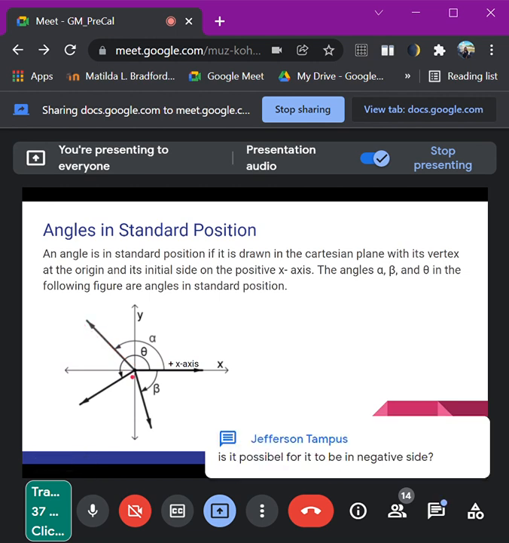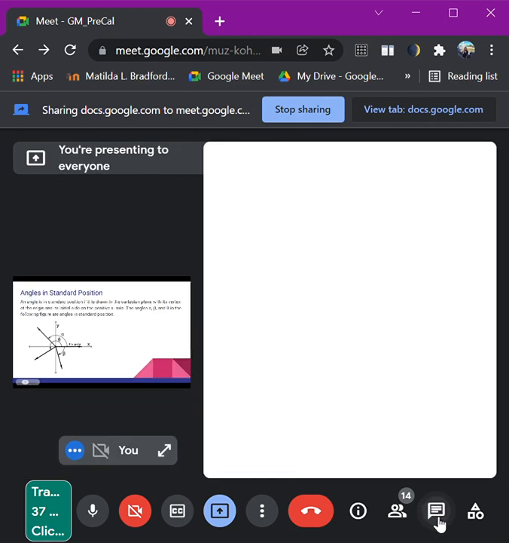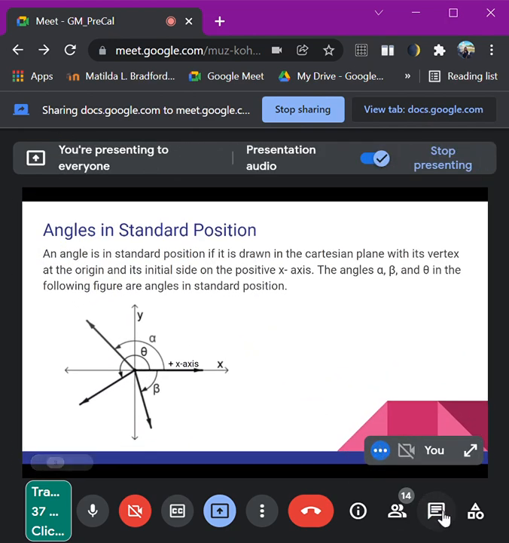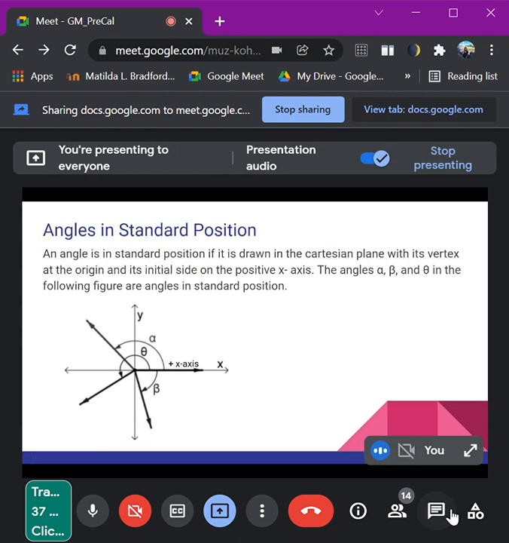Is it possible for it to be on the negative side? Yes, it could be, but it is not in standard position. The initial side, class, if it lies on the negative side, meaning to say, it is no longer in standard position. Okay, and then you will have difficulty graphing it or making its measurement. So we should always start at the positive x-axis, and it should be their initial side.